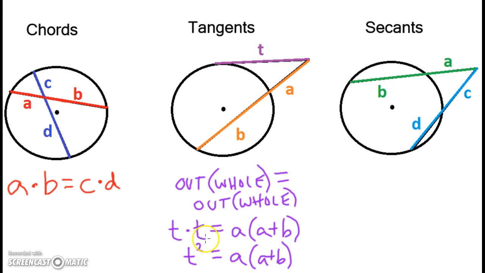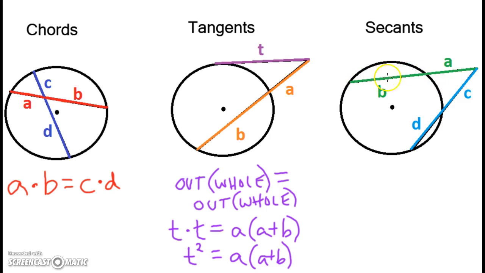But regardless of how it's written, it's the piece that's on the outside times the whole thing equals the piece that's on the outside times the whole thing. It's actually going to be the exact same thing in this picture. These are called secants. Secants are things that go outside of the circle. So this looks kind of like the exterior angle picture that we talked about in the last video of notes. This exterior angle is equal to these two arcs subtracted and divided by 2.